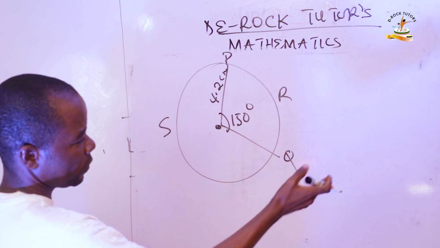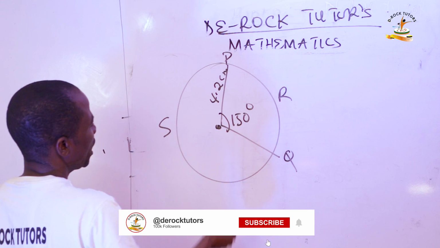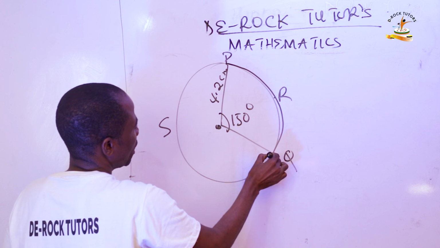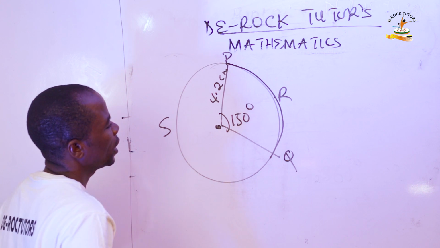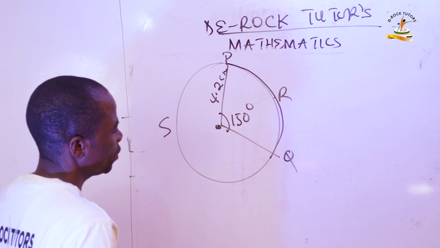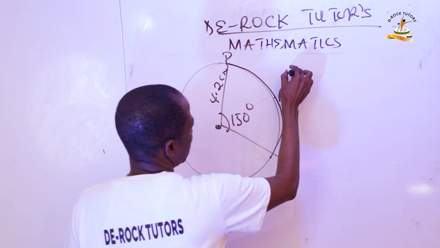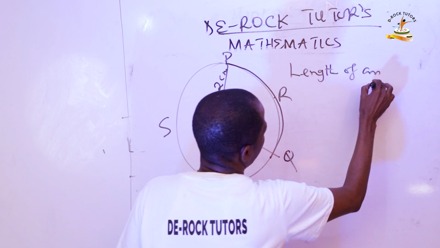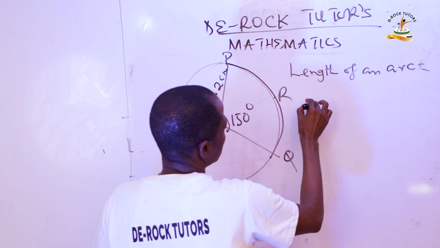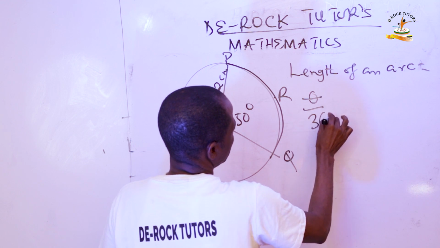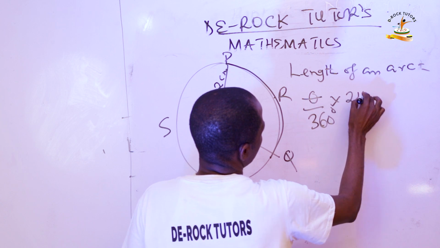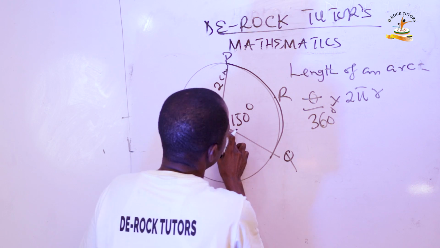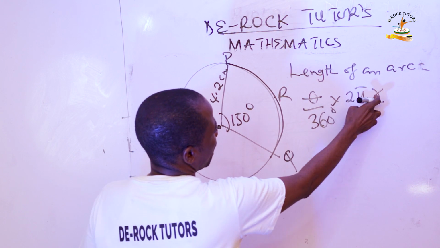We have to use the information to answer question 21. Question 21 asks us to find the length of the minor arc PRQ. This is the minor arc, and this is, of course, the major arc. We still know the formula for calculating the length of an arc. Length of an arc can be calculated by using the formula theta over 360 degrees times 2 pi r. Theta is the angle subtended at the center by the arc, and r is the radius.